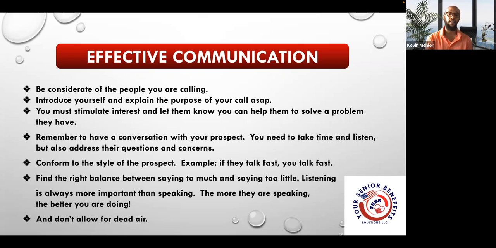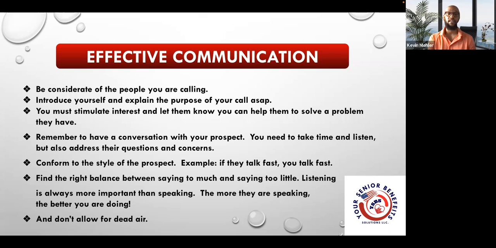You want to find the right balance between saying too much and too little. Listening is always more important than speaking. Sometimes some of us, including myself, like to talk. We don't like to listen so much, but we can learn so much when we listen. So the more they're speaking, the better you're doing, because they feel comfortable.